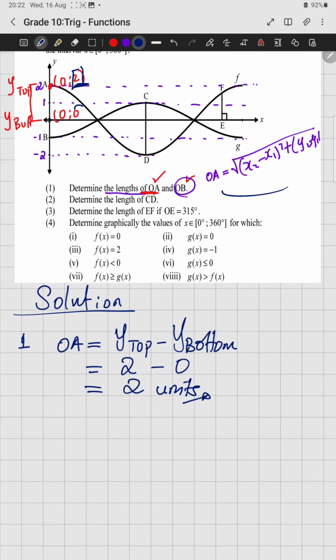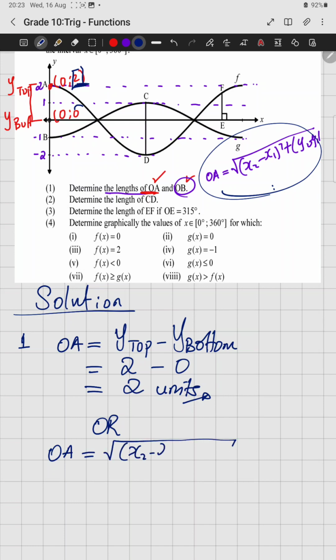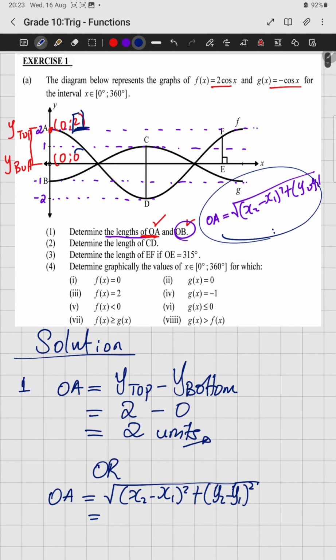So we can also use the other one. Let me just show you. OA must be equal to the square root of x2 minus x1 all squared plus y2 minus y1 all squared. If I want to use this one, we will have to label the points. Remember, we need to label them alphabetically. So when we label them alphabetically, this must be x1 y1 and this must be x2 y2.